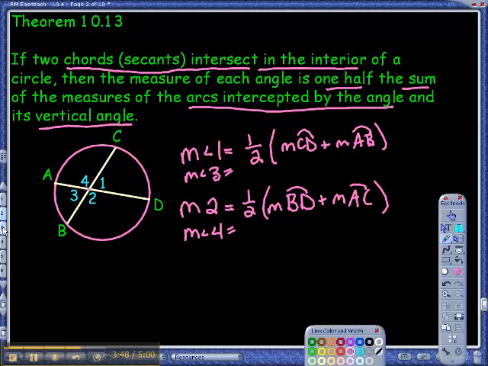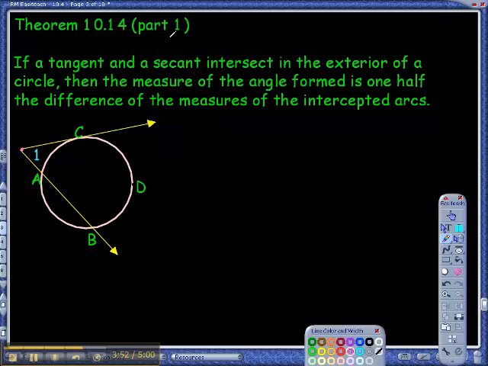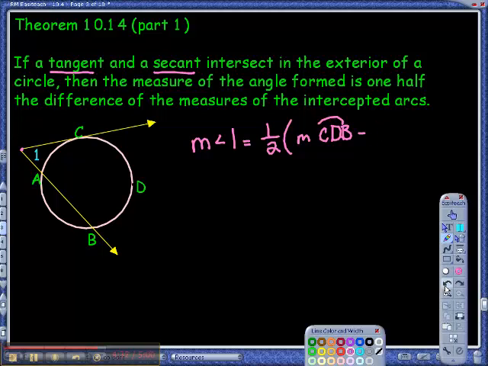Now, the rest of these theorems are talking about when your angle is outside of the circle. There's 3 parts to this theorem. The first one is when you've got a tangent and a secant. But really the same relationship is going to happen on all of these. When you've got an angle that's outside of the circle, the measure of that angle will be 1/2 of the difference of the major arc and the minor arc. So it's 1/2 of the larger arc, the measure of arc CDB, minus the measure of arc CA.